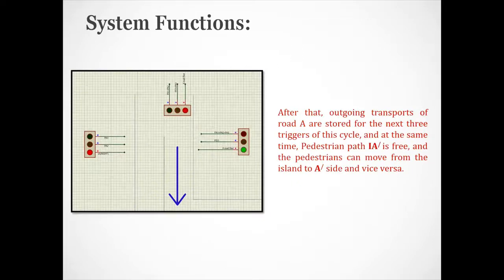Next, here we can see from the signals that the outgoing transport of road A is stopped for the next three triggers of the cycle, and simultaneously the outgoing vehicles of road B start moving. As a result, the IA part of the pedestrian path has a red signal, so no crossing will happen here, but IA bar is free for pedestrians to cross.